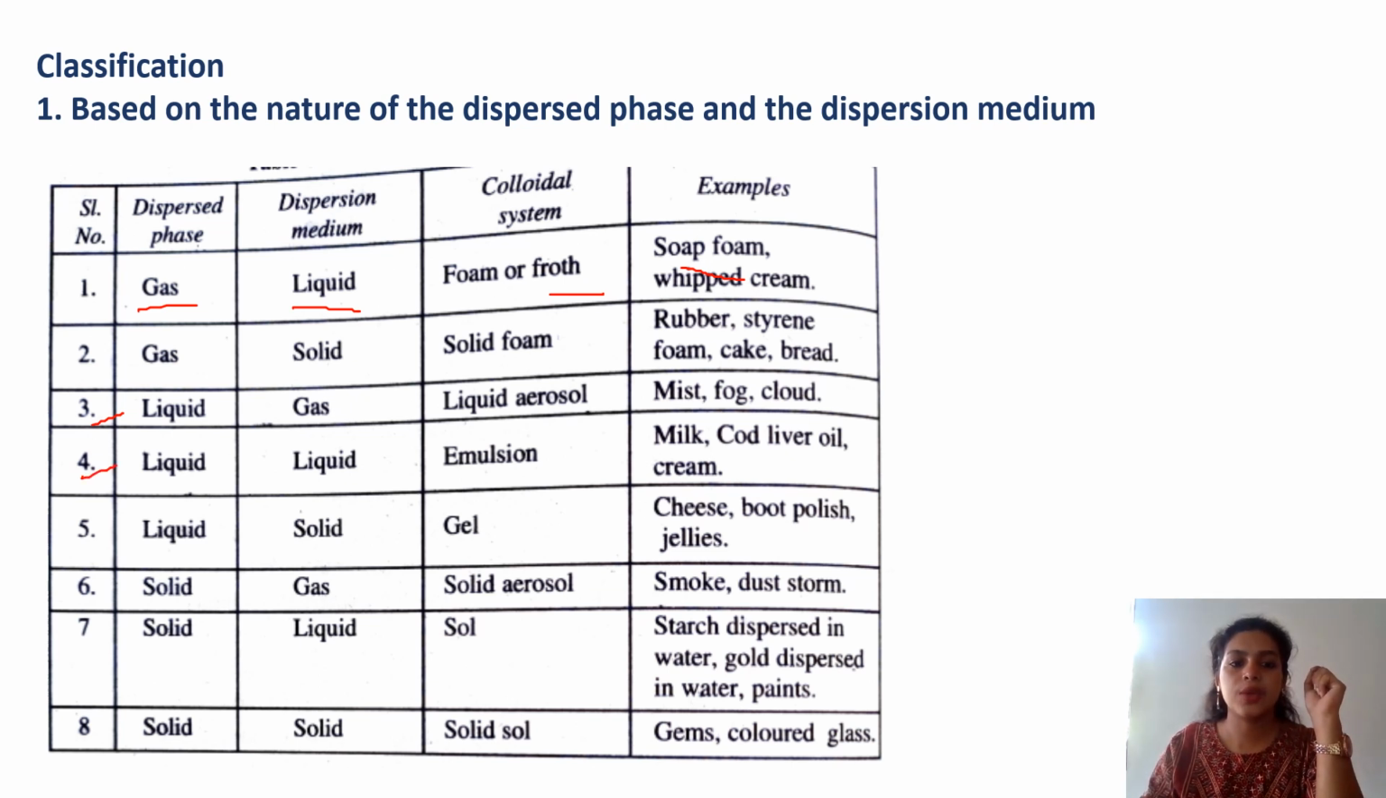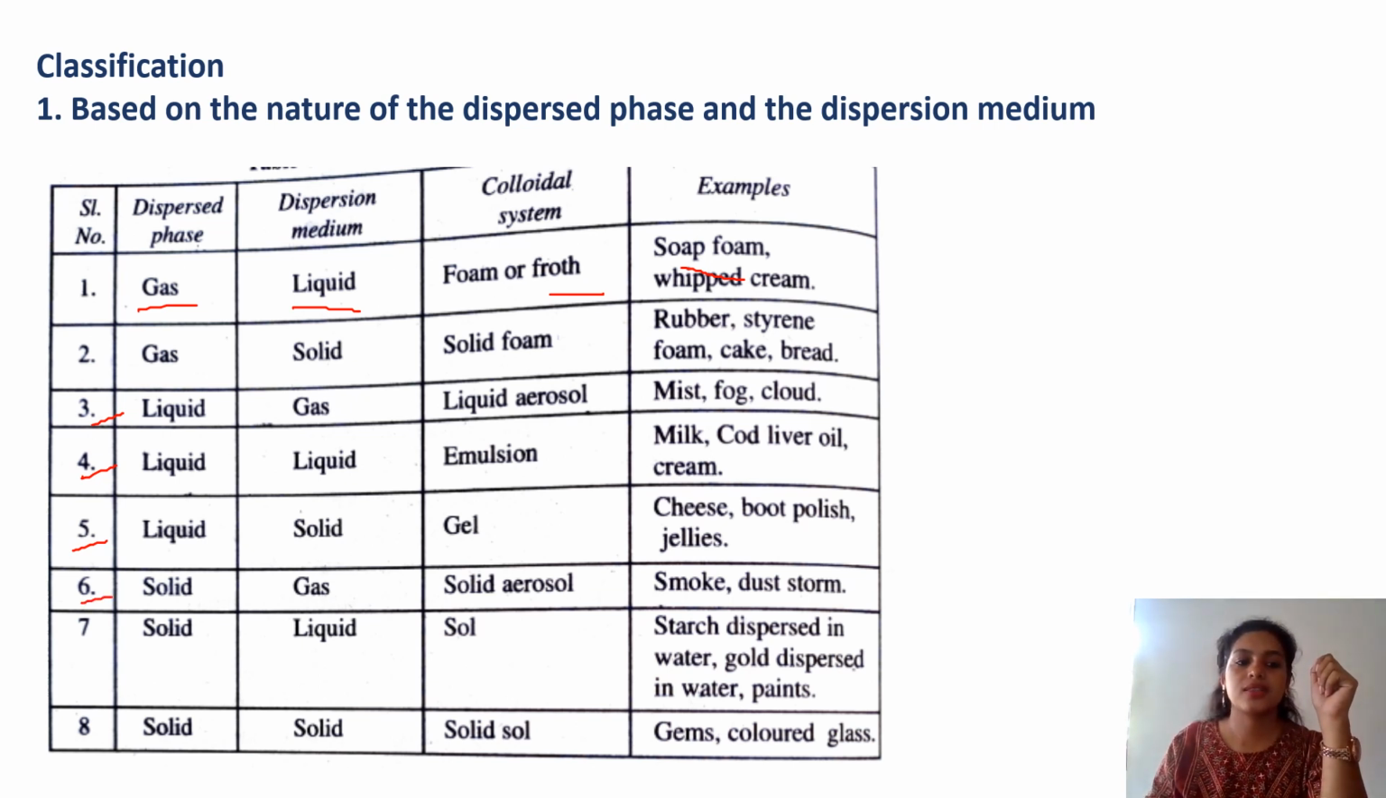Fourth one is liquid in liquid. That's called emulsion. The most familiar emulsion we know is milk. Similarly cod liver oil and creams come under the category of an emulsion. Then liquid in solid is called a gel. Cheese, jam, jellies, as well as wood polish, all of them come under the category of a gel.